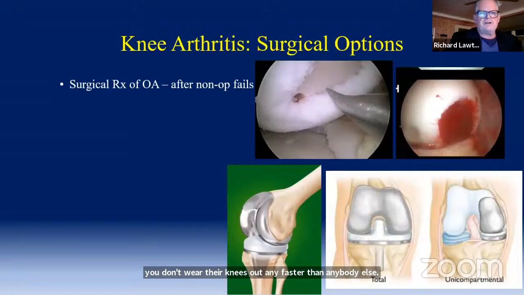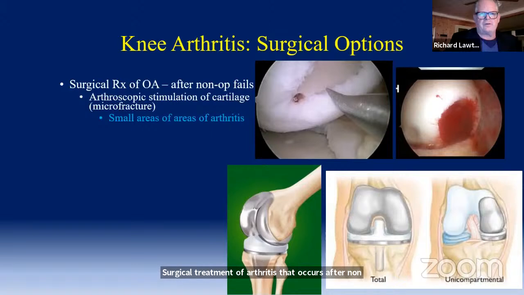The surgical treatment of arthritis occurs after non-surgical treatment fails. There are other operations aside from knee replacement. This is an arthroscopic photo showing something called a microfracture surgery, in which we stimulate new cartilage to form. You can tell most of the cartilage in this patient's knee looks good. Here is the cartilage on the tibia. That looks pretty good. Here's the cartilage on the femur.